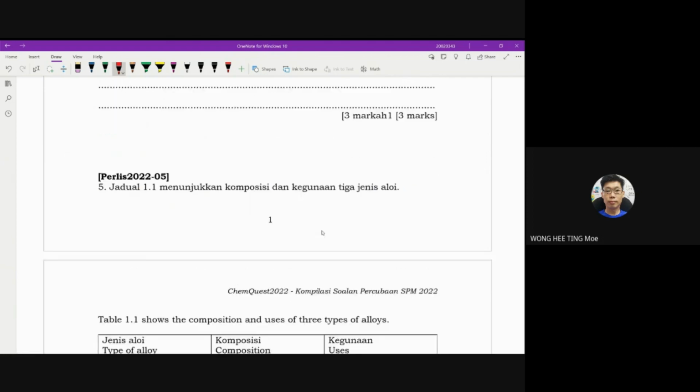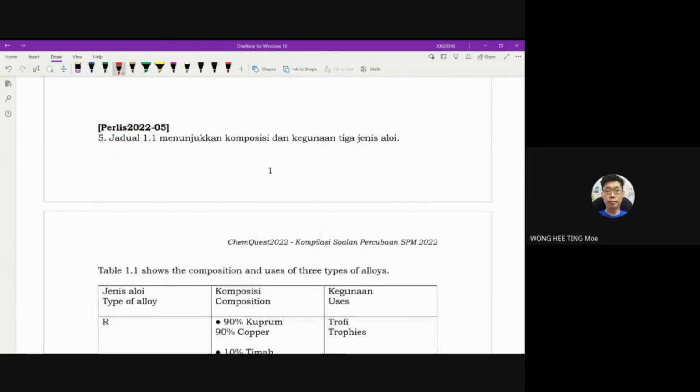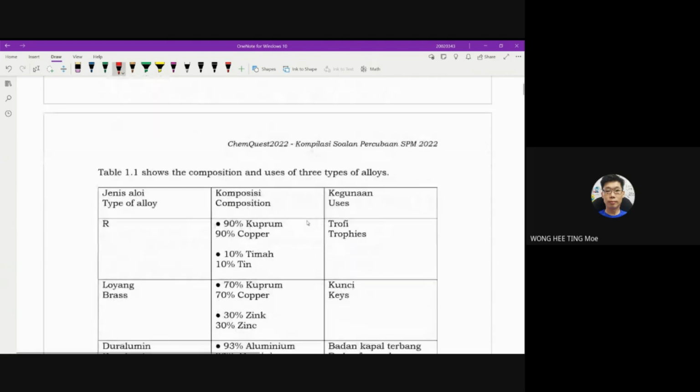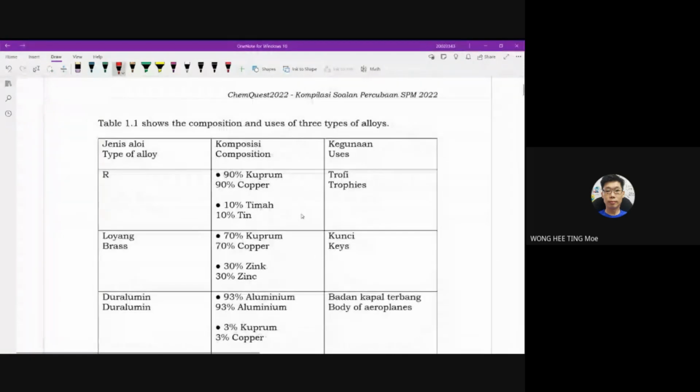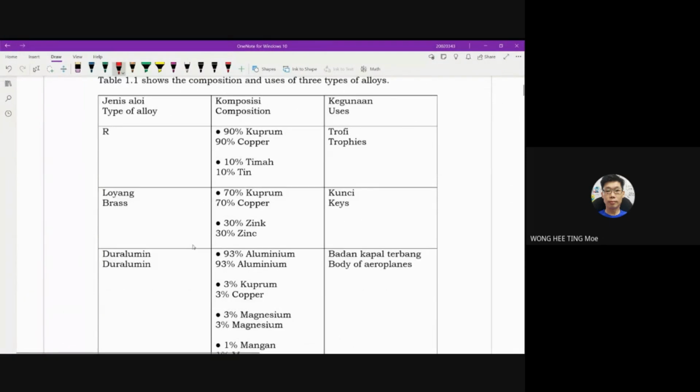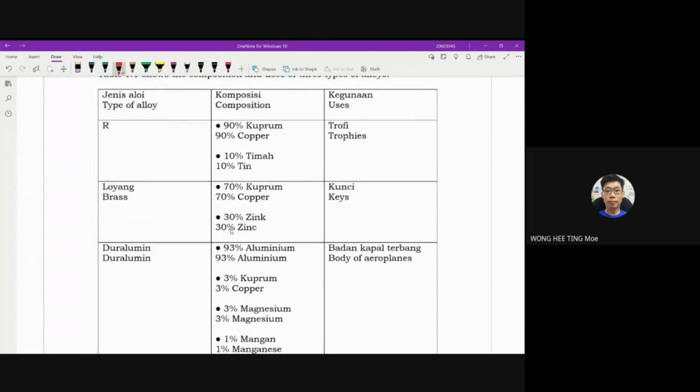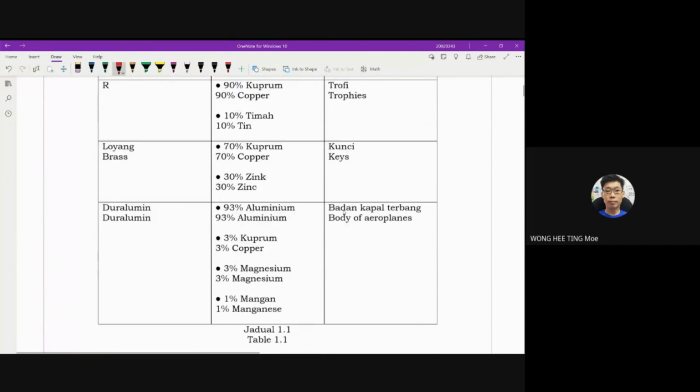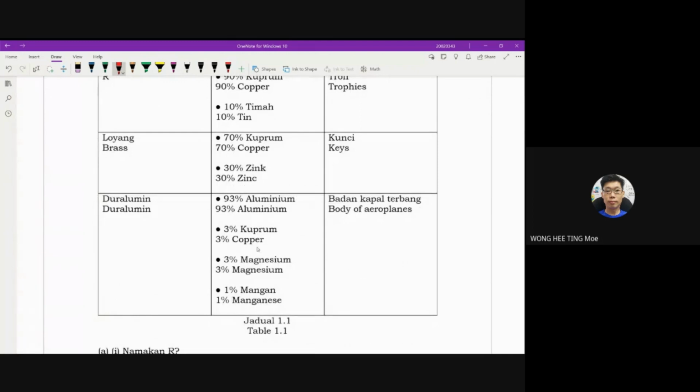Now we go to the next question. The table shows the composition and the uses of 3 types of alloy. R is copper and tin, used for making trophies. Brass is 70% copper, 30% zinc, used to make keys. Duralumin is aluminium, copper, magnesium and manganese, used to make the body of aeroplanes.